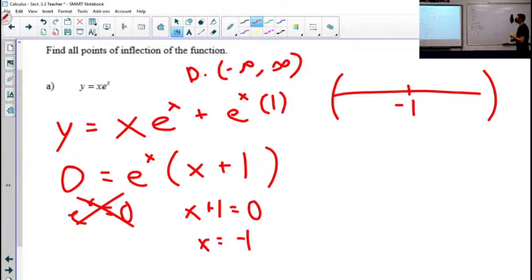So we're going to pick a number to the left of negative 1. Well, we just saw that this is always positive. So all we really need to worry about is the x plus 1, because it's going to be a positive times whatever this is. So if I pick a number to the left of negative 1, I get a bigger negative number plus 1. That's going to be negative times positive. If I put something to the right of negative 1 like 0, it's going to be positive.